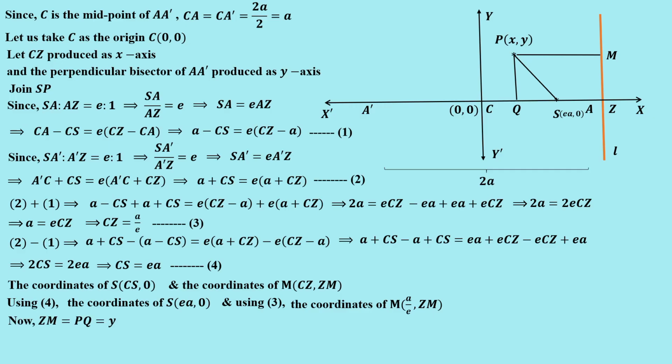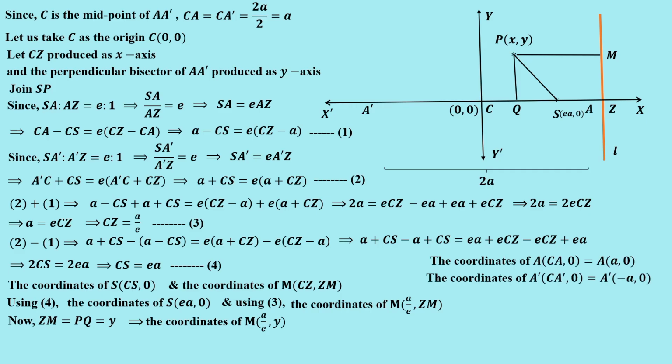Now ZM is equal to PQ, and draw a parallel line. PQ is nothing but y, because it is the y distance of P. So the coordinate of M is a by e comma y. Now the coordinate of A is CA comma 0, that is a comma 0. Coordinate of A dash is CA dash comma 0, that is minus a comma 0. So the path is an ellipse, the locus of the moving point P.